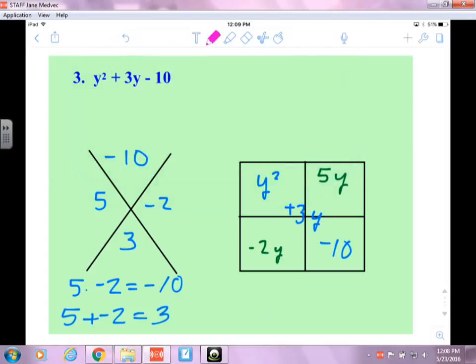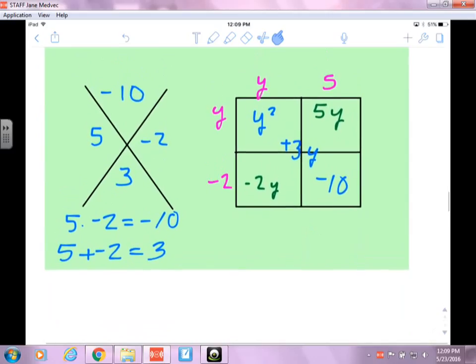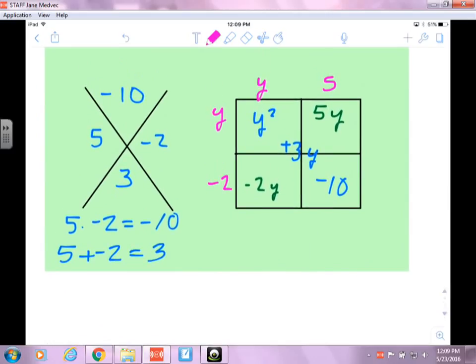Okay, what times what gives me y squared? Y and y. What do I multiply by to get 5y? 5. Y and 5. Okay, y and what gives me negative 2? Negative 2. And negative 2 and 5 give me negative 10. Yes, double check that. Don't assume that it's good to go. So my answer is y minus 2 and y plus 5, or y plus 5 and y minus 2.